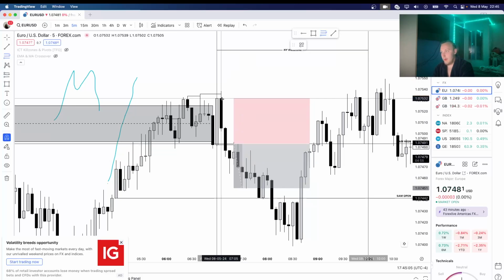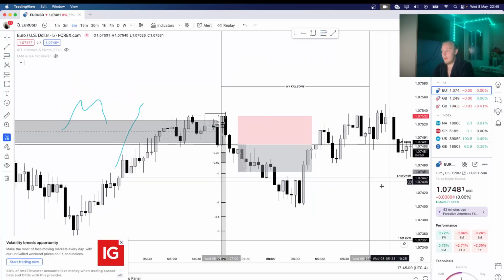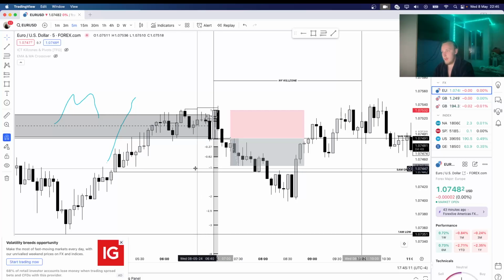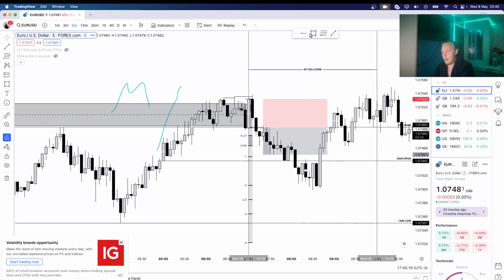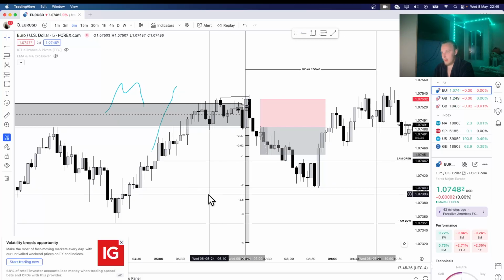Now, where's the manipulation leg that caused this change in state of delivery? Here. So we can do body to body. Cool. Where can we target? Well, we can target -1 standard deviation at least. Now, look at this -2 standard deviation. Do you not think that's weird how it matches with the bottom of that order block? It's really, really close to that order block. Is that not a bit weird?